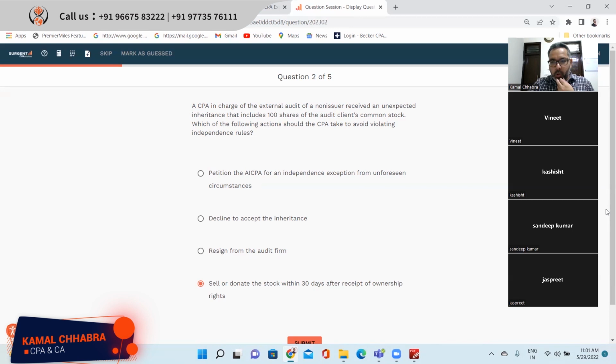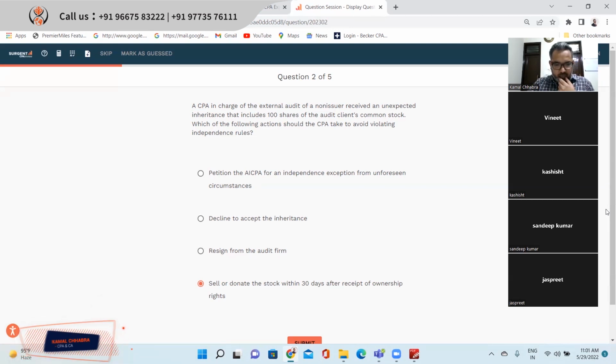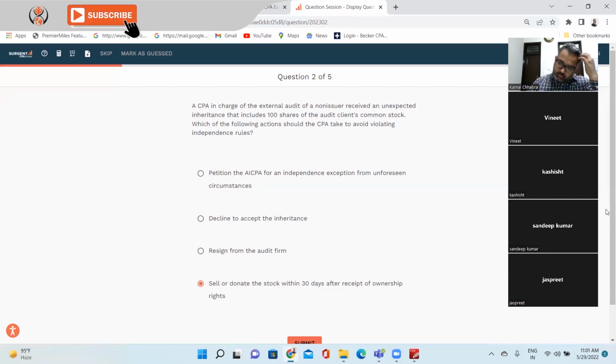At any point of time, he should not have any shares. And there is a limit up to 50,000 like that. And I don't know the limit in AICPA. So taking into consideration, the best answer I go is he should resign from the audit firm, if there is a rule that at any point of time he should not be the owner of the shares. If it is so, then he should resign. Or else there can be some other alternatives.